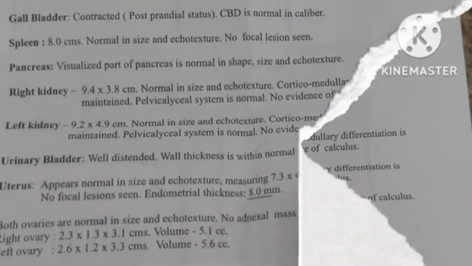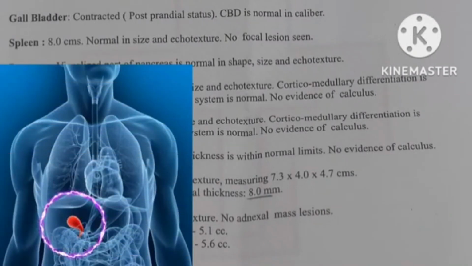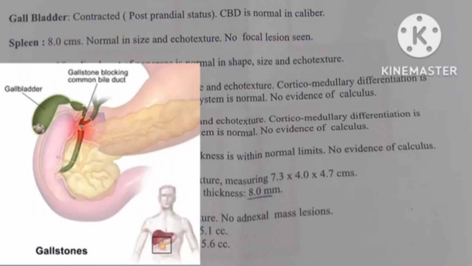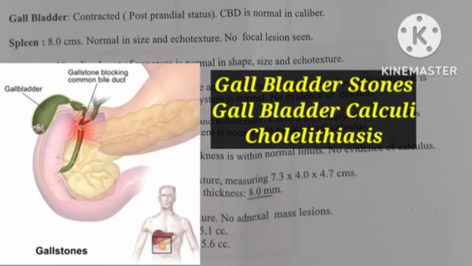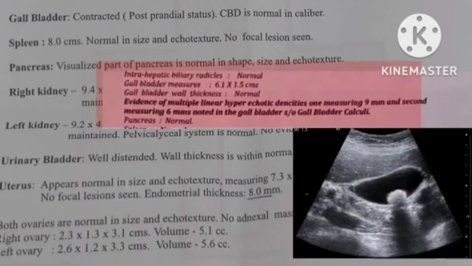Next, coming to the gallbladder. The gallbladder is an organ which is also present on the upper right side of the abdomen. If the gallbladder size is normal, they mention it as normal. In the gallbladder, we most commonly come across a term called gallbladder stones. In medical terminology, gallbladder stones are called cholelithiasis or gallbladder calculi. In the ultrasound scan, they appear as hyperechoic lesions or hyperechogenic densities.